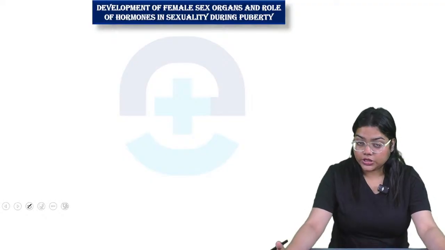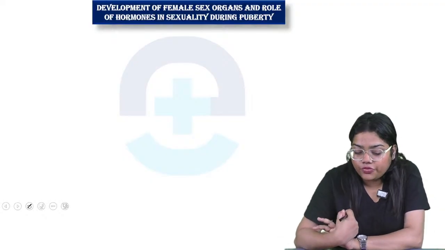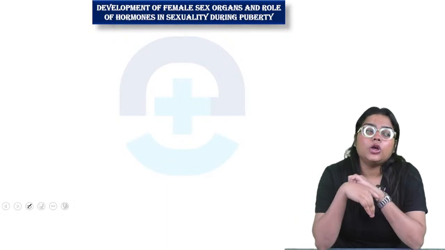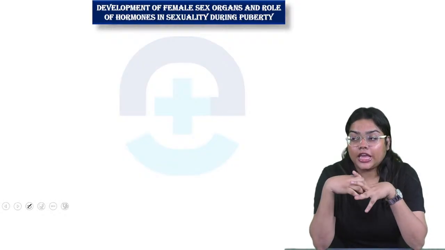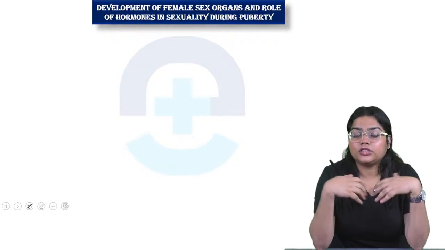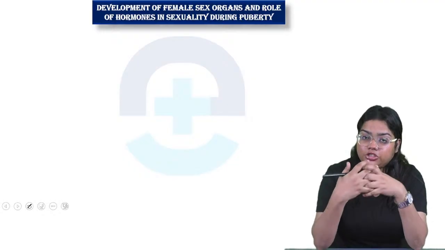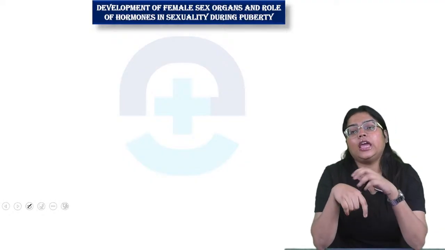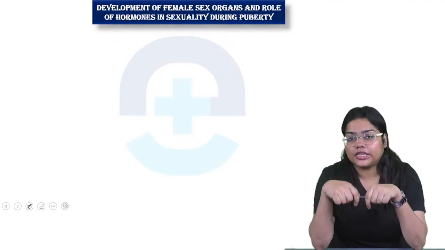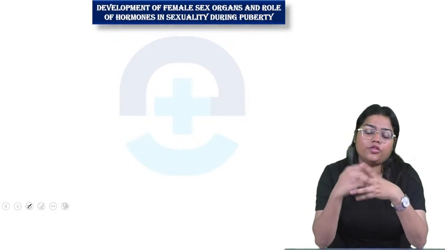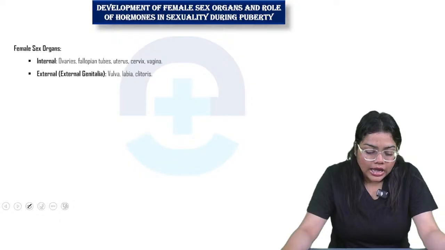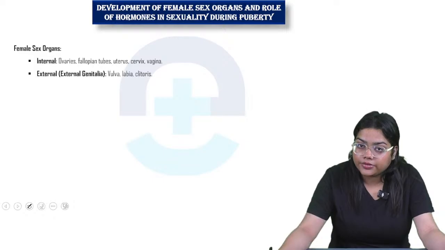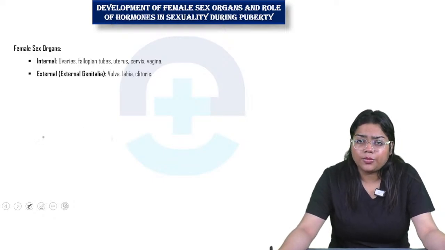Our first topic is the development of female sex organs and the role of hormones in sexuality during puberty. So what is puberty? Puberty is a stage when a girl's body will become mature. It starts because of the hormones, and there will be physical and hormonal changes inside the body of a female. There are organ changes and changes in behavior, mentality, voice, body structure and all.